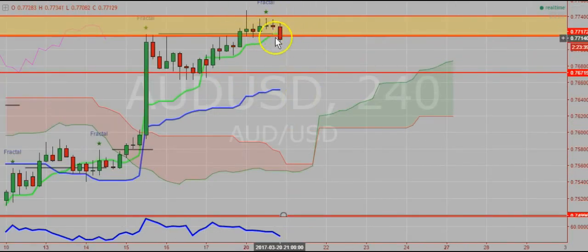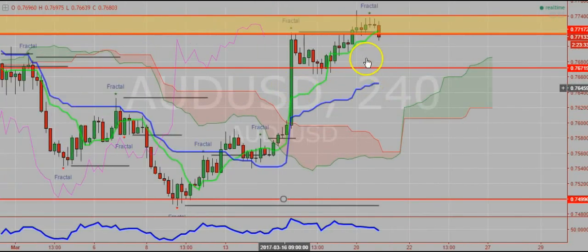But here you can see, guys, if we get our close here, we definitely want to shoot for this target. Then we want to look for the Kijinsen. Then once we get there, we'll see what happens because maybe we can violate that level.